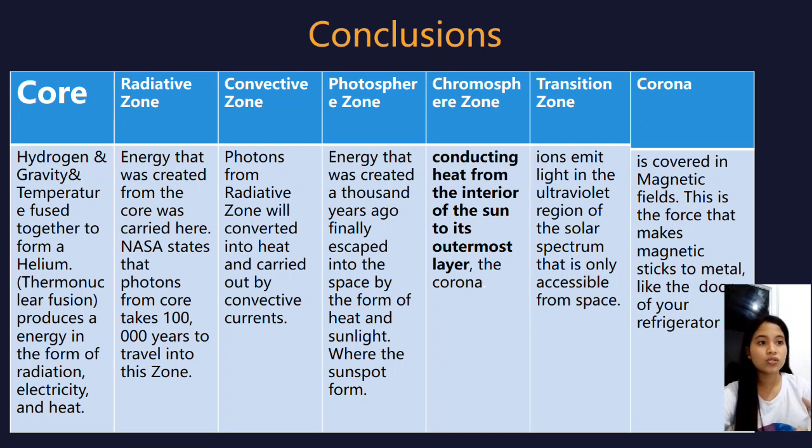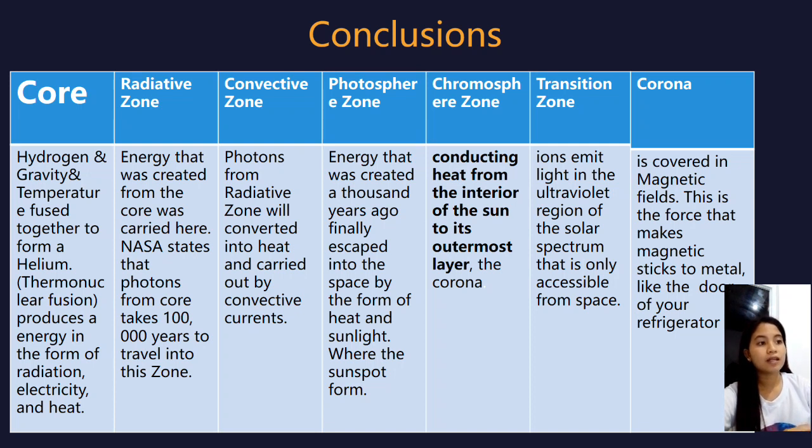Next is the convection zone. It is where the photons from the radiative zone are converted into heat and carried out by convective currents. Next layer is the photosphere zone, where energy that was created 1,000 years ago finally escaped into space in the form of heat and sunlight. It is also where we can see the sunspots due to the process that takes place in the interior of the Sun.